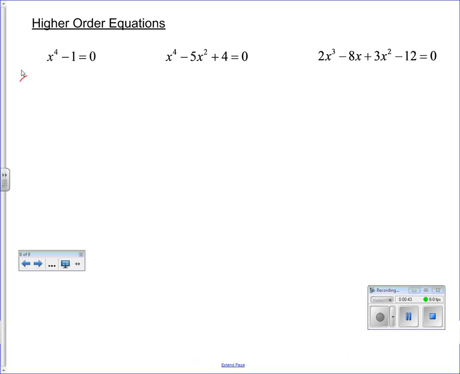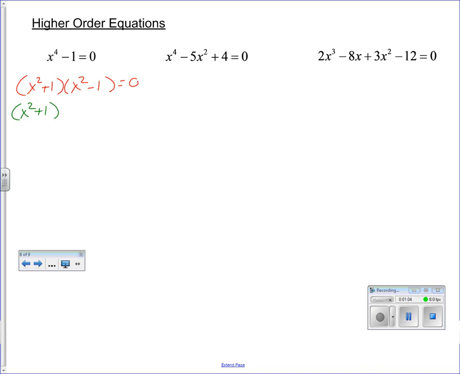minus 1, and it factors to x squared plus 1 and x squared minus 1. I'm going to keep it equal to 0. And then I want to see if either of those can be factored. X squared plus 1 cannot be factored because there's no GCF, it's not a trinomial, and it's not a difference of squares because of the plus.